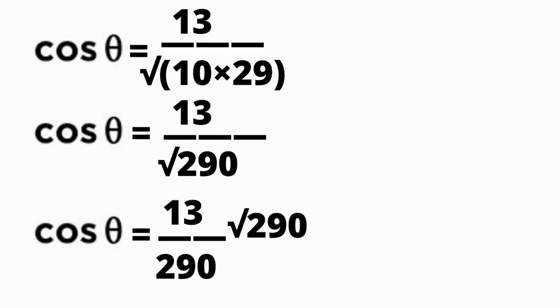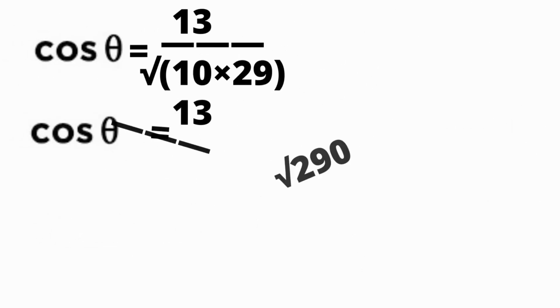Cos theta is equal to the product of these two vectors, which is 13, over the magnitude of one of the vectors, which is square root of 10, and also square root of 29, which now gives us square root of 10 multiplied by 29. Therefore, the cosine of the angle between the vectors is equal to 13 divided by square root of 290.